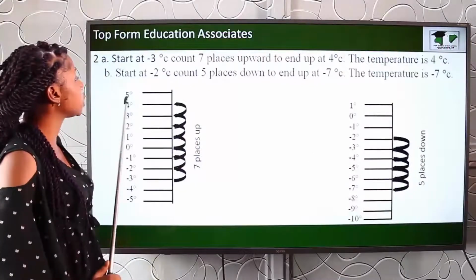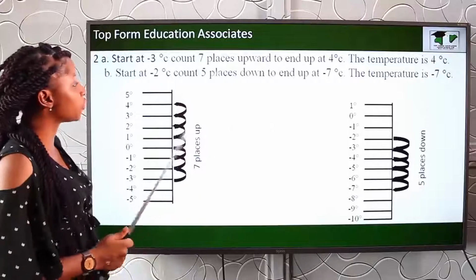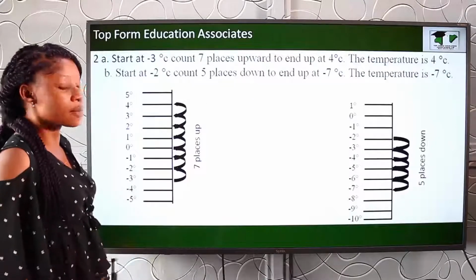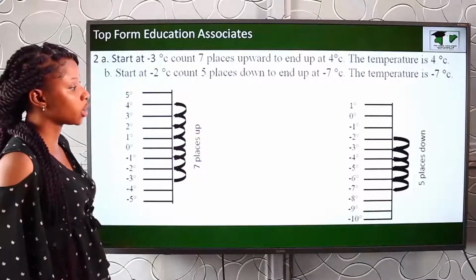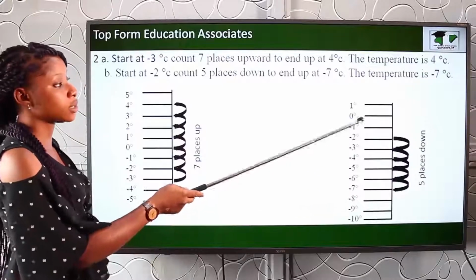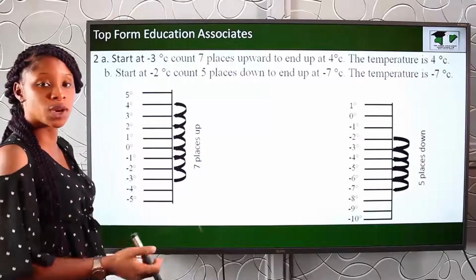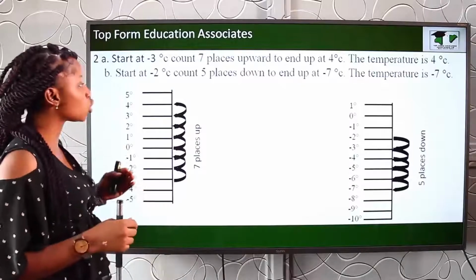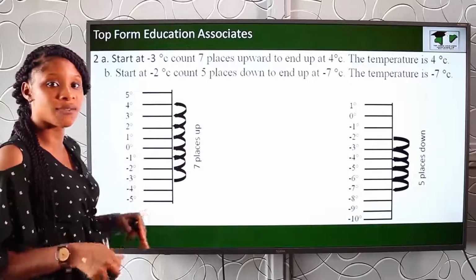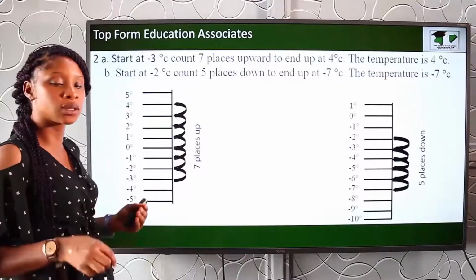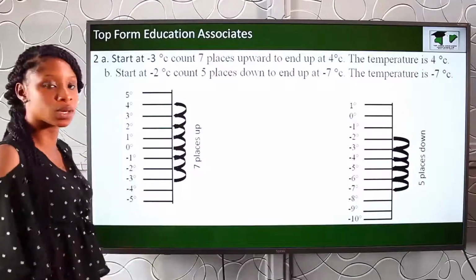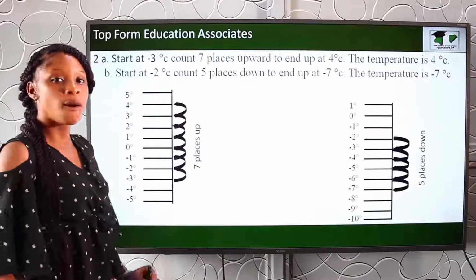Now, the B part of it said we should find the temperature when minus 2 degrees centigrade falls by 5 degrees. Okay? Now, to do that, we are going to start at minus 2 and count downwards, because it said when it fell. And remember, when we're talking of falling, we're talking of reduction or subtraction. We said when we're subtracting, we count downwards, and when we're adding, we count upwards.